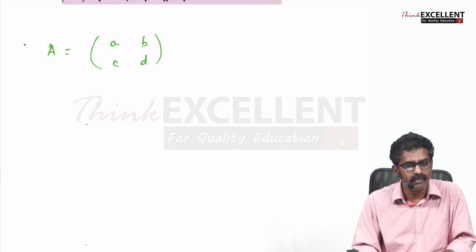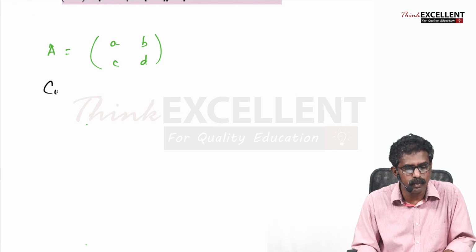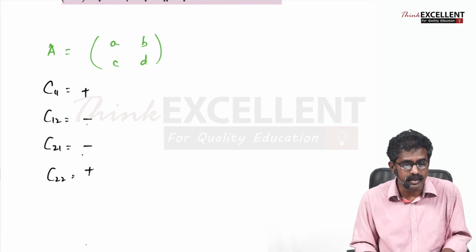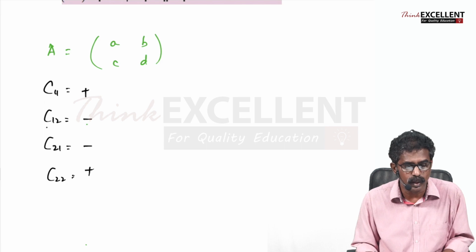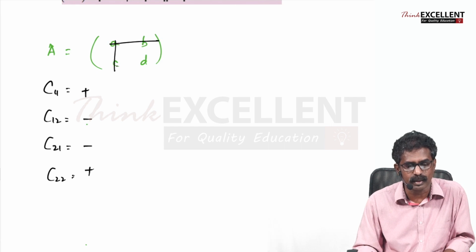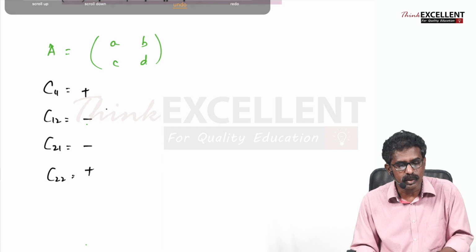Let us see. You find the cofactors one by one: C11, C12, C21, C22. Here the signs you are remembering: plus, minus, minus, plus. Even if you forget, don't worry, add the suffix. 1 plus 1, 2, plus. 1 plus 2, 3, odd number, minus. 2 plus 1, 3, odd number, minus. 2 plus 2, 4, plus, right? Now for the first one, leave the first row and first column. What do you get? D, right? So it is plus D.